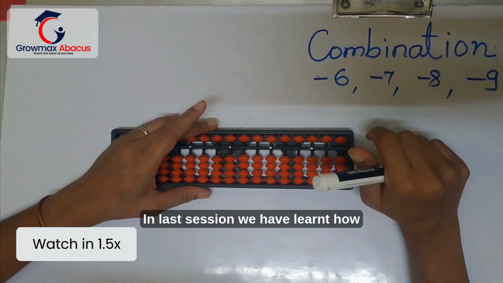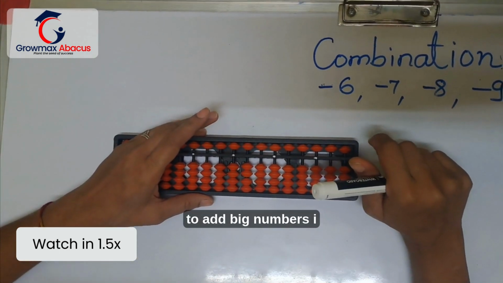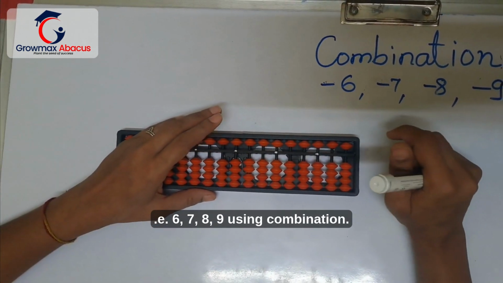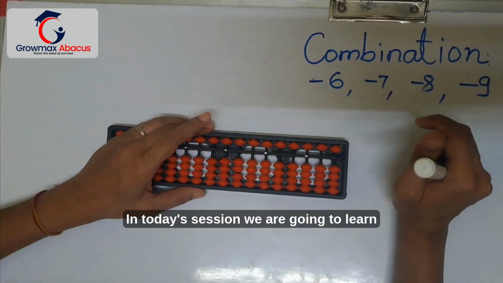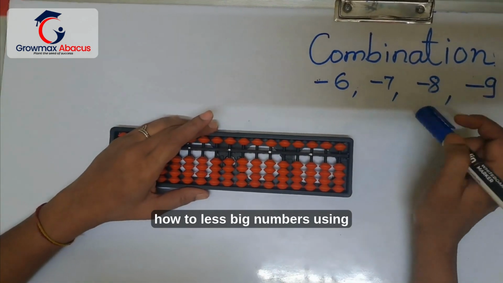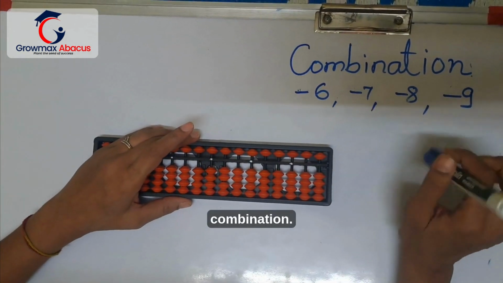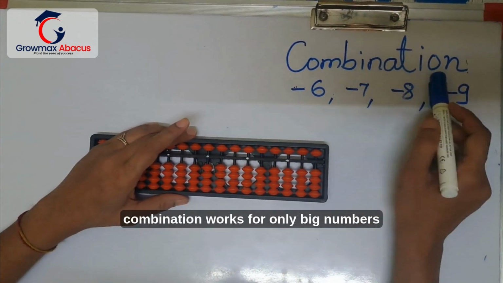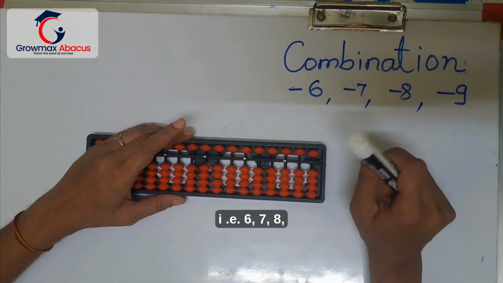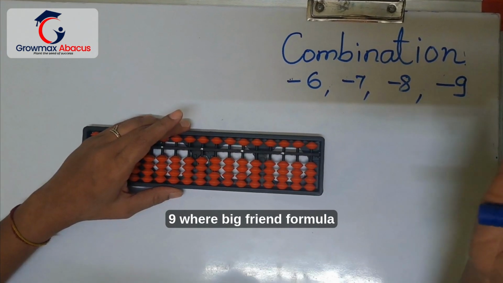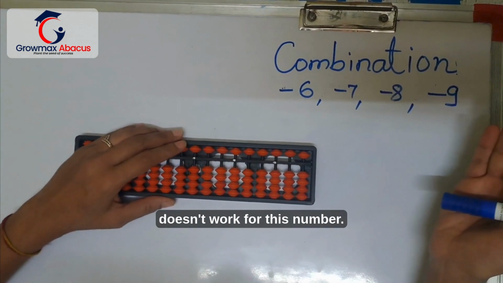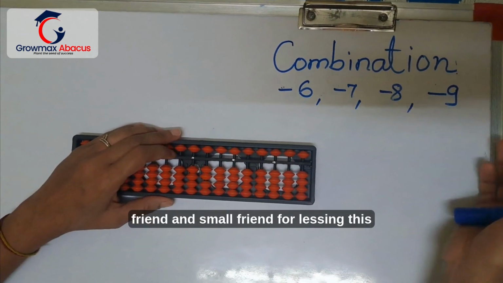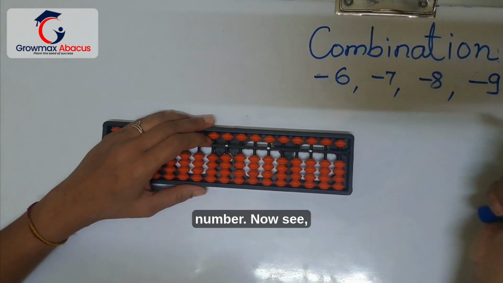In last session we have learned how to add big numbers, that is 6, 7, 8, 9 using combination. In today's session we are going to learn how to less big numbers using combination. As I told you earlier, combination works for only big numbers, that is 6, 7, 8, 9, where big friend formula doesn't work for this number. At that time we have to use combination of big friend and small friend for lessing this number.